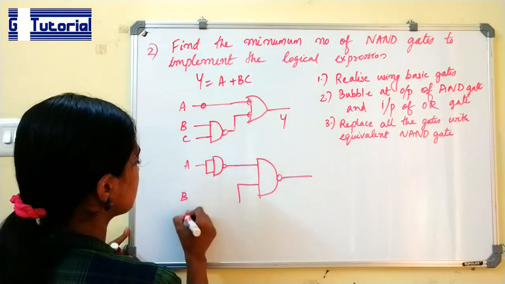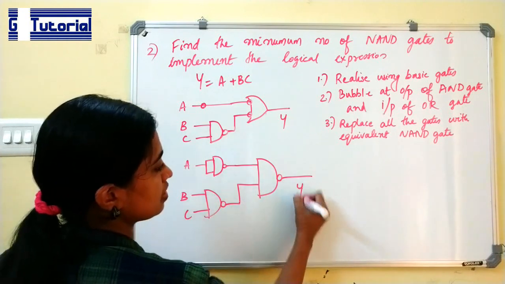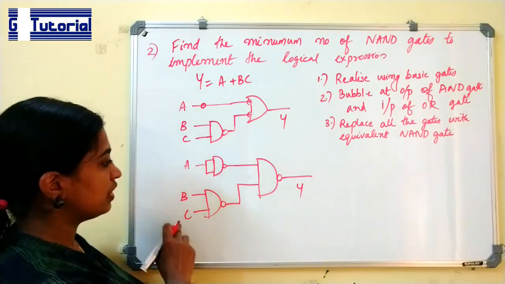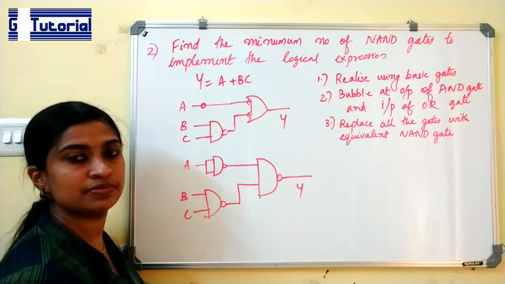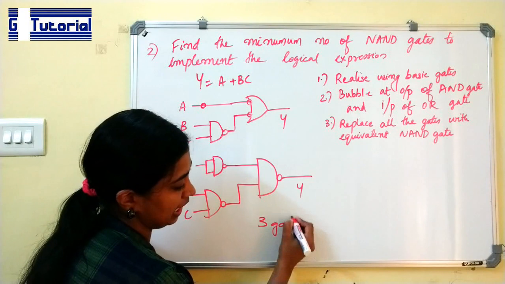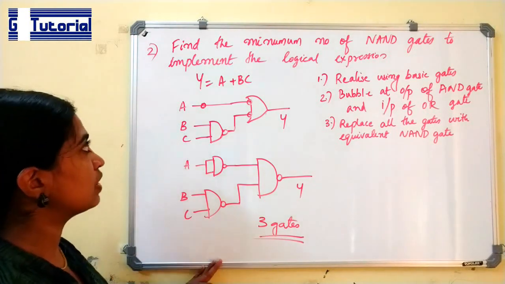Then B and C is also fed to a NAND gate. This is the output. So the minimum number of gates to implement this expression is 1, 2, 3. 3 NAND gates are required to implement this. I will explain it once again.